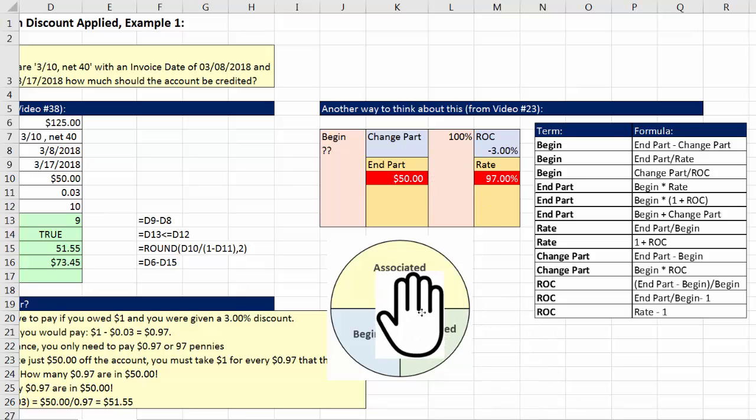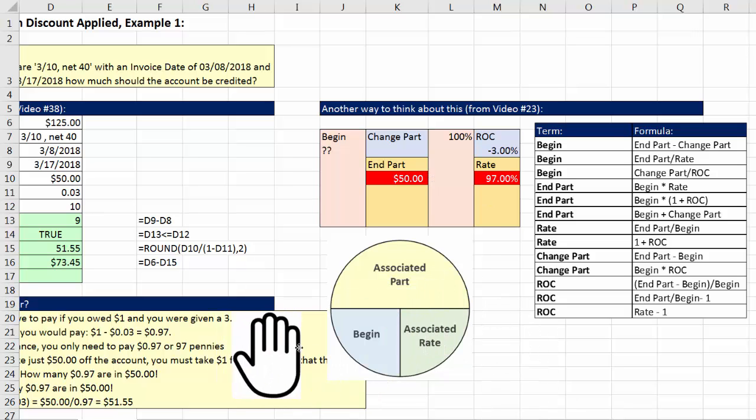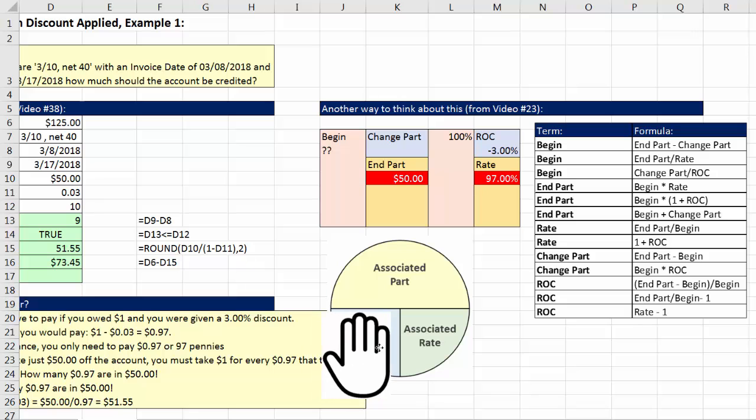So when I take the hand, remember how this diagram works? We cover up what we're trying to solve with, and there's the formula. Part divided by rate. Associated part divided by associated rate. So right up here, equal sign, associated part divided by associated rate. And when I hit enter, that is another way to solve and another way to think about how to solve this problem.